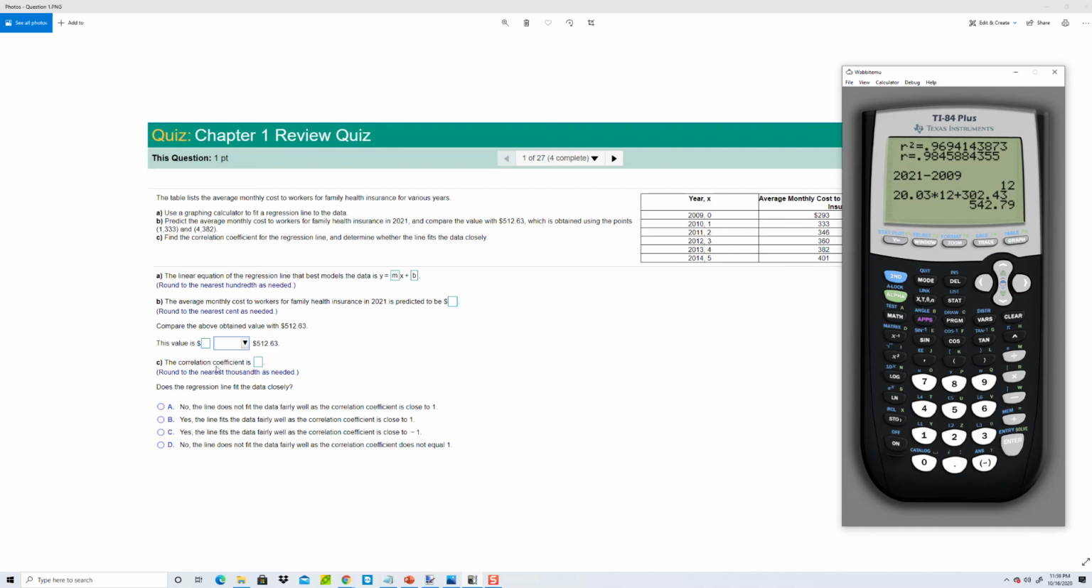Now here it's asking for the correlation coefficient. If I go back to Stat, Calc, and choose number 4, you can press 4 to quickly choose it and press Enter. The R is your correlation coefficient. And usually they want it to 4 decimal places. Not this one, though. That's 3 decimal places. So 0.985. Okay. Does the regression line fit the data closely? And then you answer the question there.